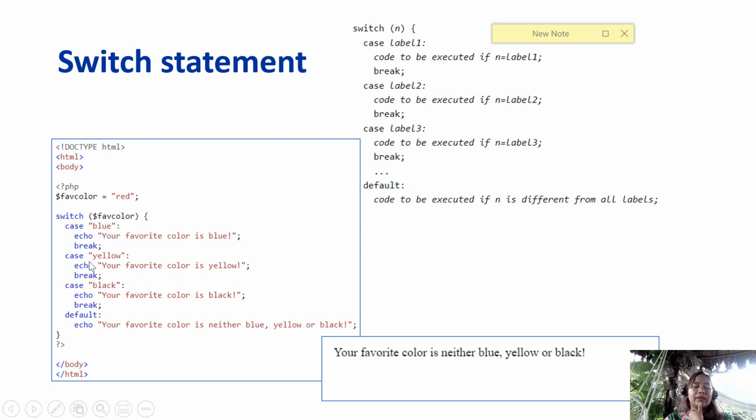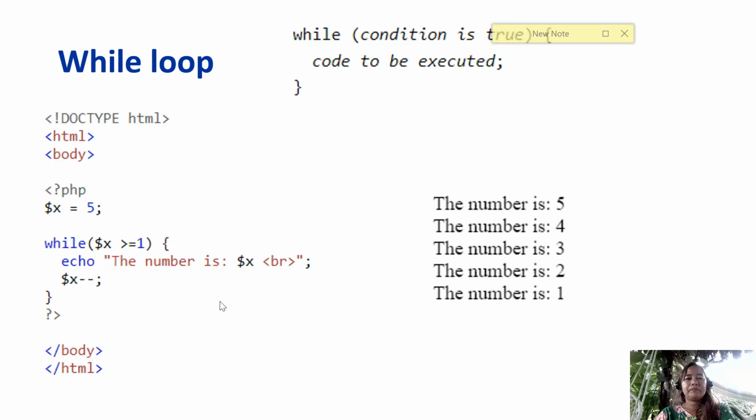It will move on to the next case statement. It will also not be equivalent to yellow. Then on the third evaluation, you have black. Assuming that favcolor is black, it has found a match, and it will display on your screen your favorite color is black. So that's how easy it is to create a switch statement.